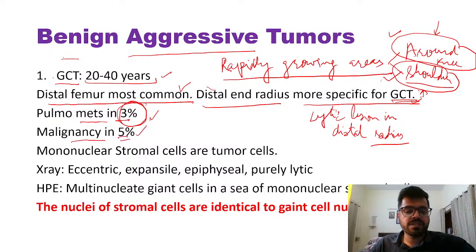Multinuclear stromal cells are the tumor cells. Sorry, mononuclear stromal cells are the tumor cells, and the multinucleate giant cells are there. So on histopathology, we see multinucleate giant cells in a sea of mononuclear cells. So the stromal cells, the mononuclear stromal cells, are actually the tumor cells.